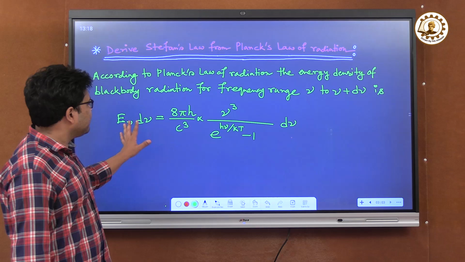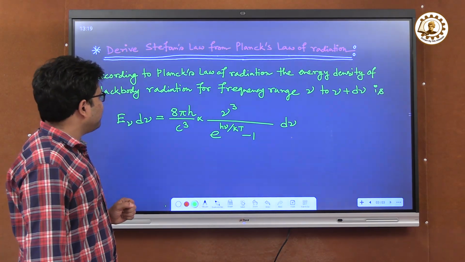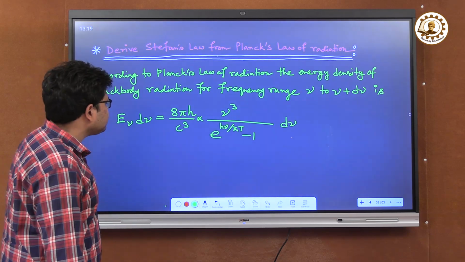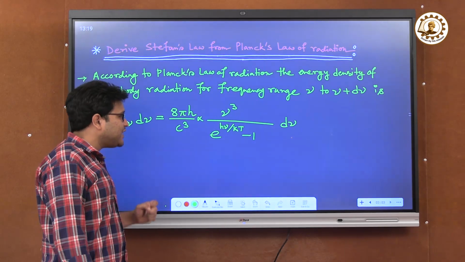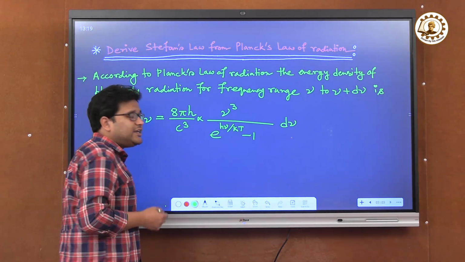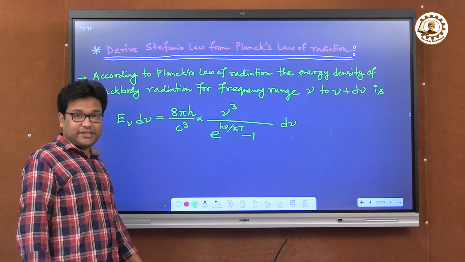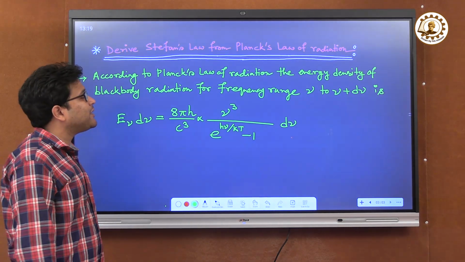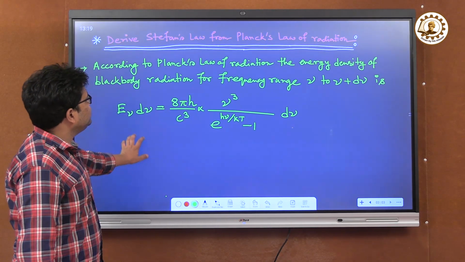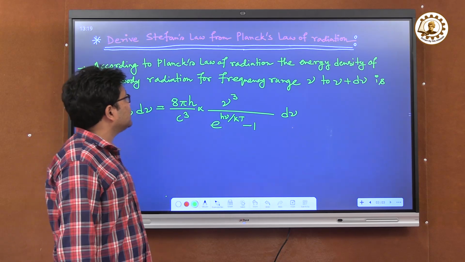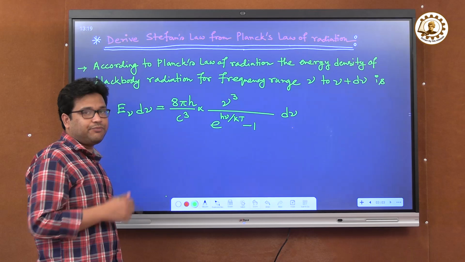This is the representation of the energy density of blackbody radiation in terms of frequency. Here the parameters are: h is Planck's constant, c is the velocity of light, k is the Boltzmann constant, T is the absolute temperature of the blackbody, and E nu d nu is the energy density of blackbody radiation for the particular frequency range. So, to derive Stefan's law, we need to integrate this energy density for all possible frequencies.